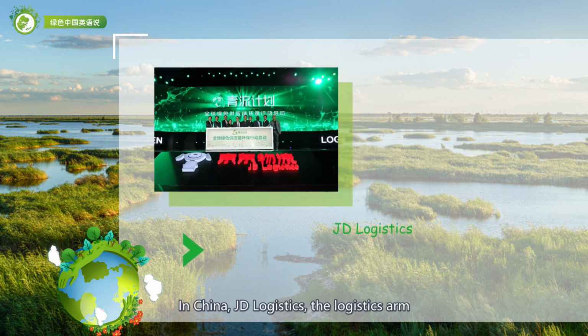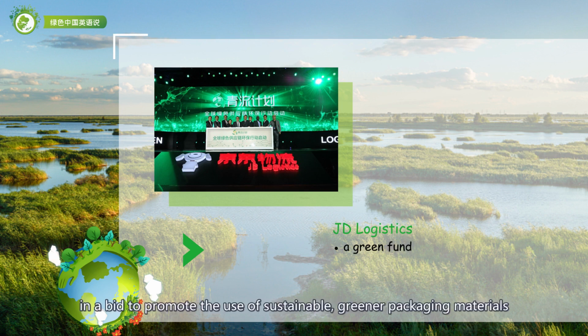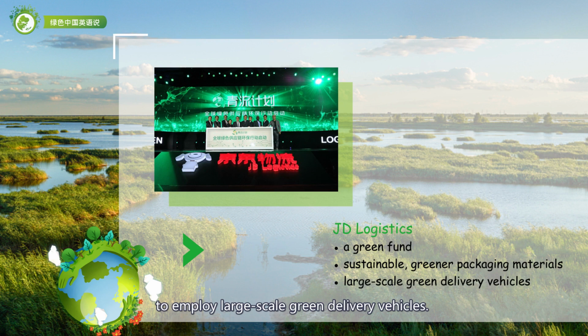In China, Jingdong Logistics, the logistics arm of the country's second-largest e-commerce player, Jingdong.com Inc., has invested 1 billion yuan, $151 million to establish a green fund in a bid to promote the use of sustainable, greener packaging materials throughout the supply chain. It also began becoming the first domestic logistics player to employ large-scale green delivery vehicles.